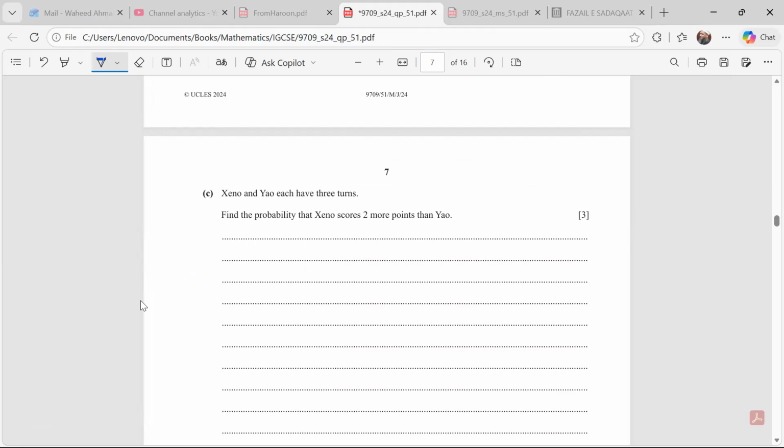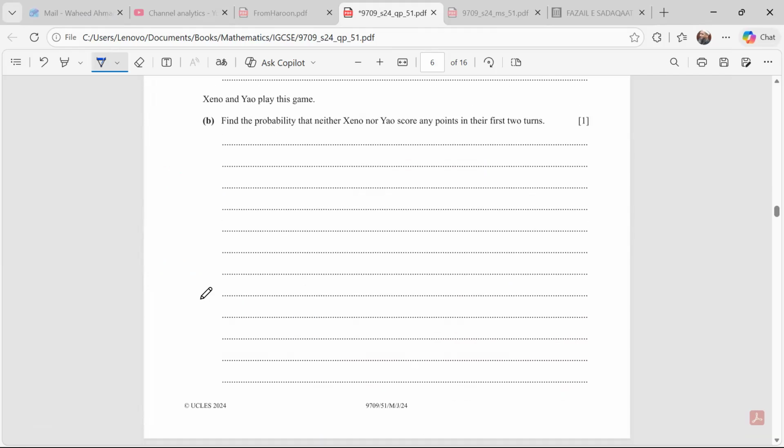Okay, now part B. Find the probability that neither... there are two players. One is Zeno and the other one is Yao. So neither Zeno nor Yao score any points in their first two turns.